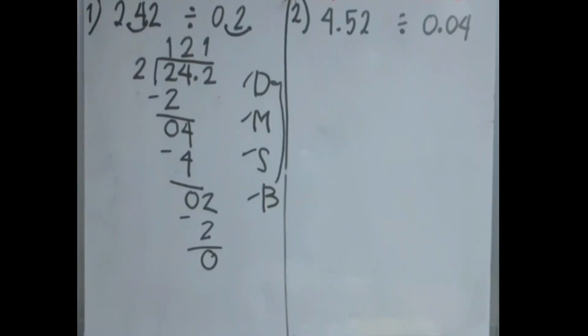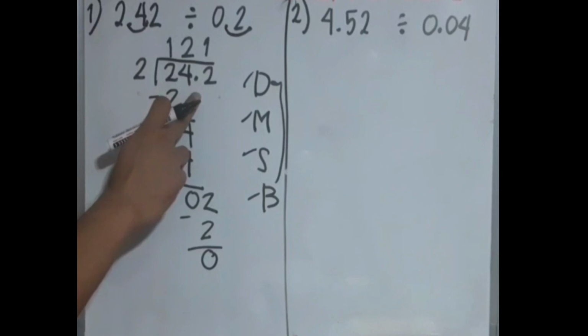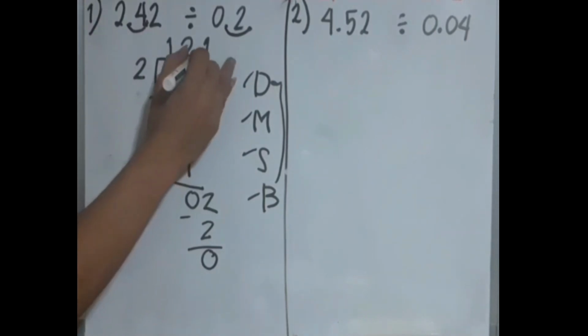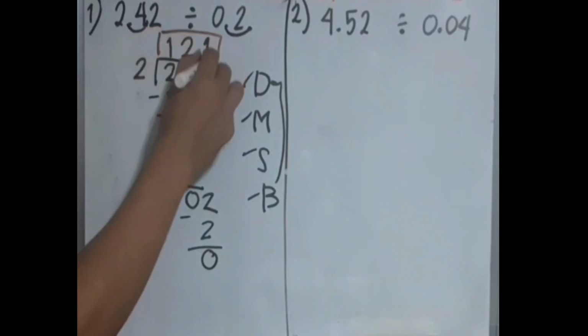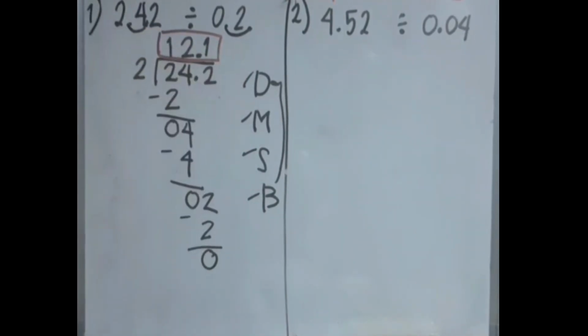But, ano ang gagawin natin sa decimal point? Just simply copy the decimal point above. Kopyahin lang natin yung decimal point sa taas. Dapat pantay, ha? Okay. So, our final answer will be 12 and 1 tenths. Sana malinaw sa inyo yung mga bata.